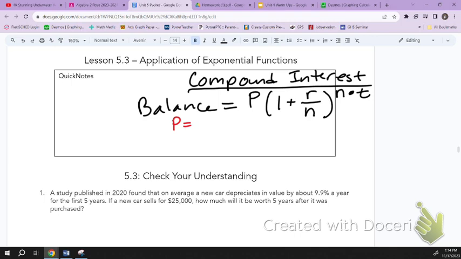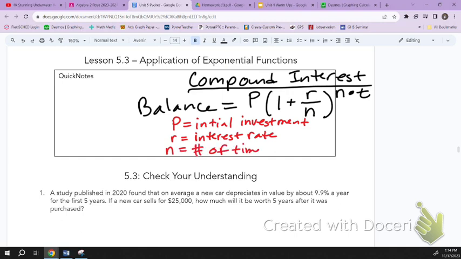P is your initial investment. It's how much money you're starting with. R is your interest rate. We were looking at a problem with 4% interest. N is the number of times it's compounded during a year. And T is time in years.